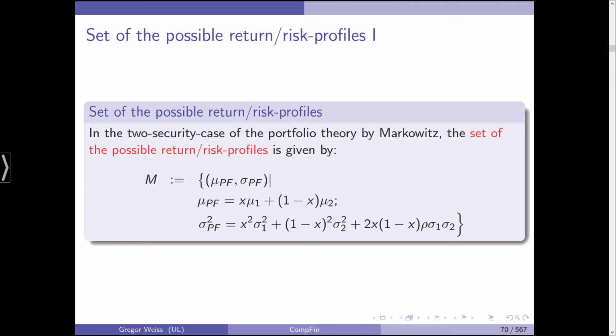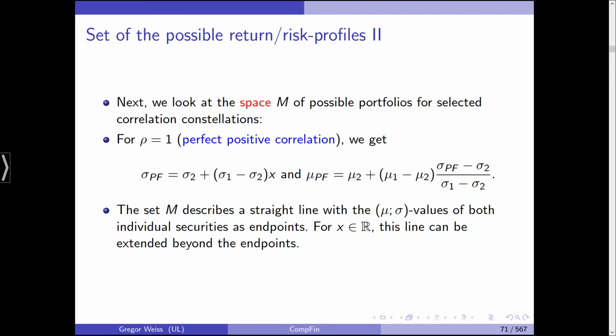Now next, we look at the space M of possible portfolios for selected correlation constellations, so for selected correlation coefficients. We start with rho equal to 1, that is perfect positive linear correlation. In this case, we get that the volatility of the portfolio return is simply given by sigma 2 plus sigma 1 minus sigma 2 times X, and the expected return on the portfolio is given by this second equation.